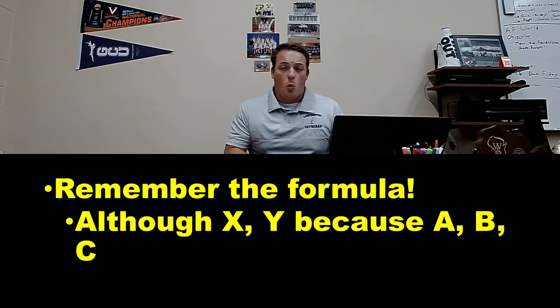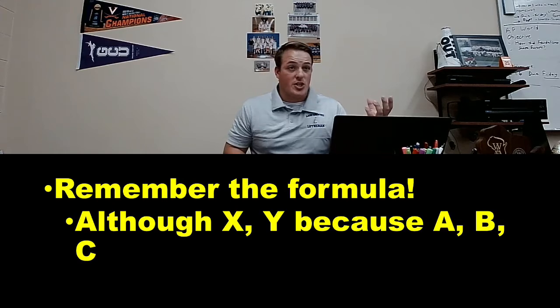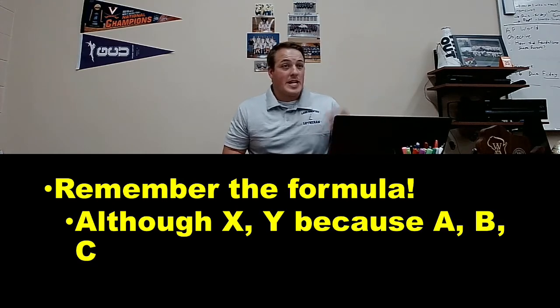That formula goes like this: although X, Y, because A, B, and C. So although Christianity and Islam may be similar, they have multiple differences, such as blank, blank, and blank. And that's what I'm going to put into my thesis here. Now again, I'm going to assert that while Christianity and Islam have their similarities, there are a few distinct differences. So a thesis would then look like this.